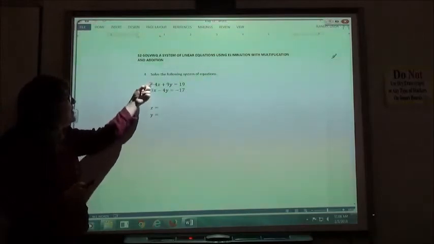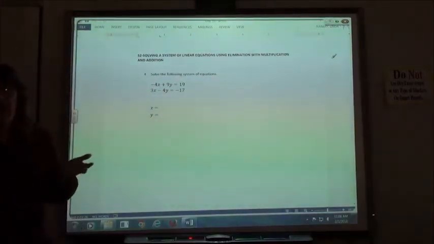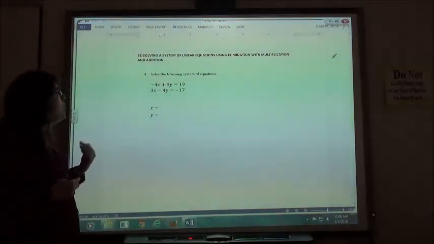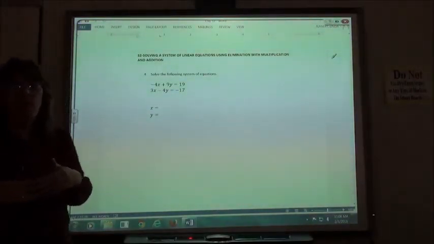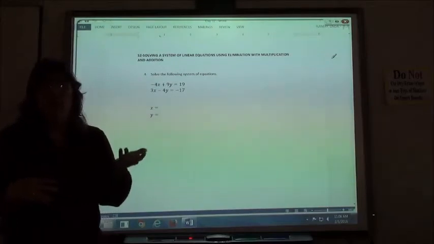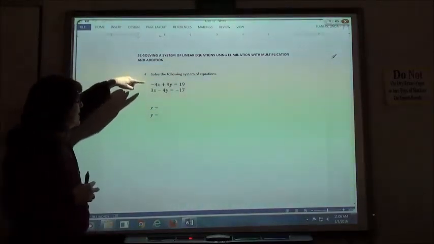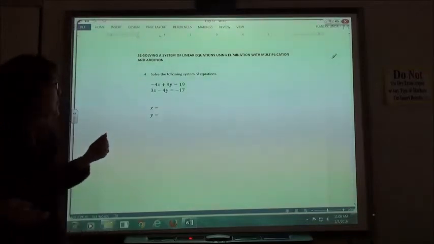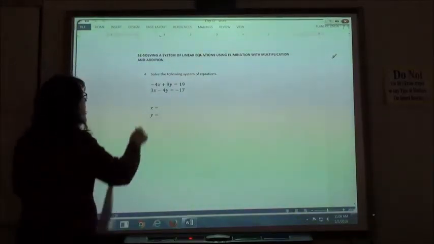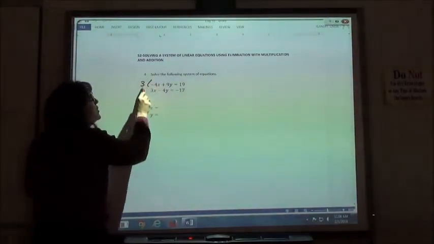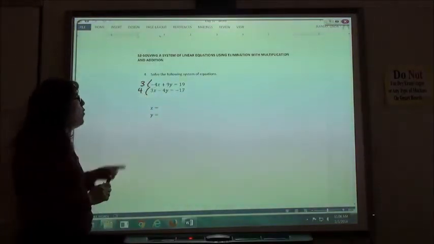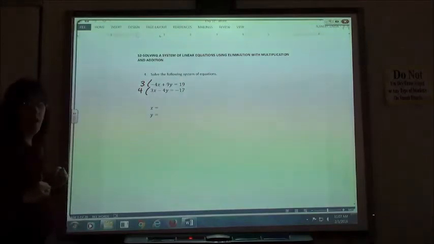Since my x's have smaller coefficients, I would probably use my x's. And I think about, okay, the least common multiple of 4 and 3 is 12. I want to make one a positive 12, the other one a negative 12. Since my signs are already opposite, I really don't have to worry about changing any of the signs. So I'm going to take my top equation times 3, which is going to give me the negative 12, the bottom equation times 4, which gives me the positive 12.